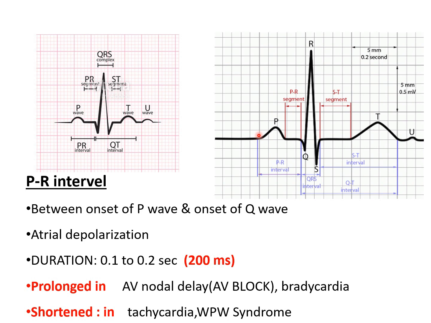It is taking time. So you can note down that can be AV block, AV nodal delay, and that can happen even in the bradycardia. So this is the prolonged PR interval, and it can get shortened, especially in the tachycardia, and also a condition called WPW syndrome.